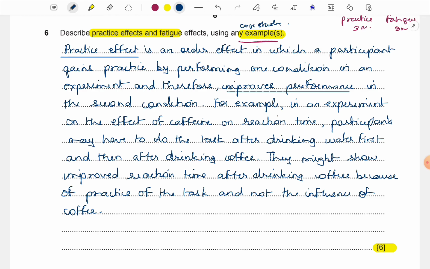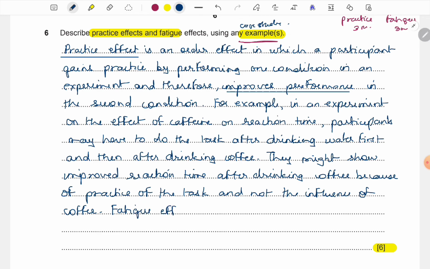illustration in it. Like, okay, this could be an experiment. This is what could happen in this experiment. An example cannot be the same thing which is already given before. Okay, so make sure your example is actually an example. Let's come to fatigue effect.